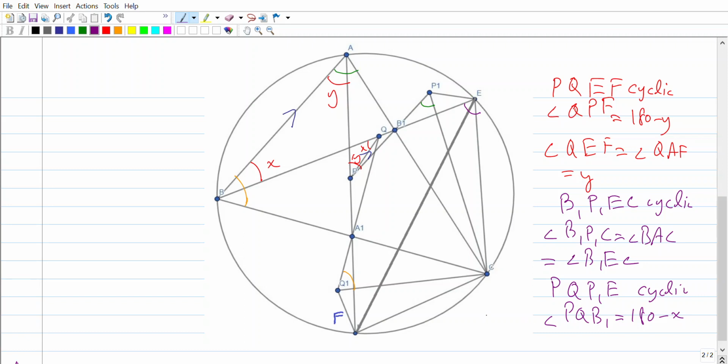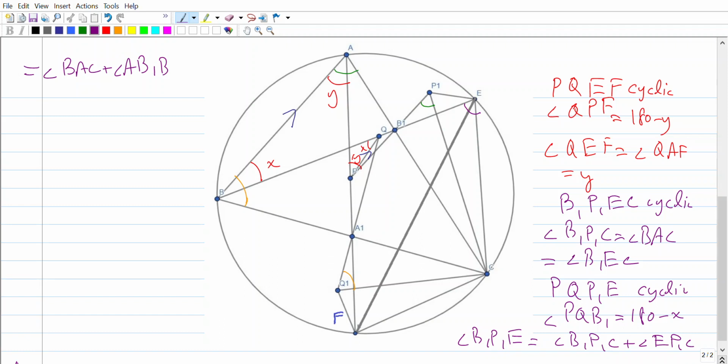To do that, we just divide angle B1P1E into two angles, angle B1P1C and angle EP1C. Angle B1P1C is just equal to angle BAC. And since we proved that quadrilateral B1P1EC is cyclic, angle EP1C should be equal to angle EB1C, the same segment again, and by opposite angles that's equal to angle AB1B.